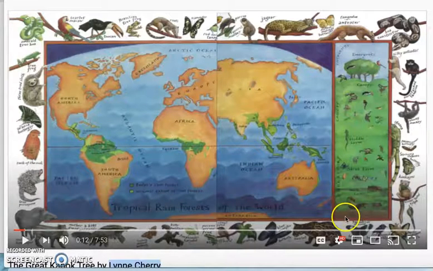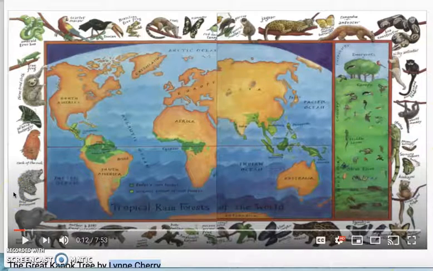We also have the layers of the rainforest. So rainforest goes up vertically. You have some lower layers, and then it goes all the way up into the canopies at the very top of the trees. And then we also have the author included all of these animals around here for us.